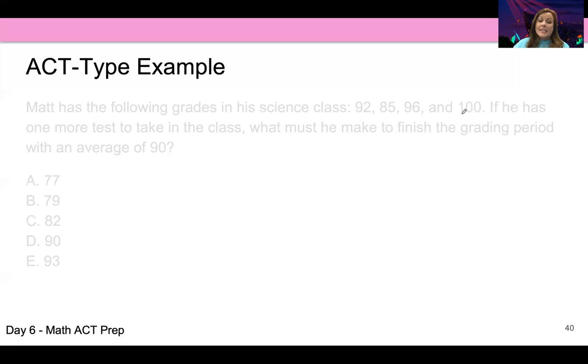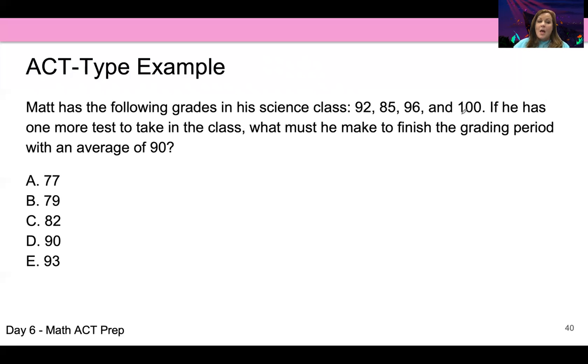Now, let's look at an ACT example. Matt has the following grades in his science class. So you've got 92, 85, 96, and 100. If he has more than one test to take in this class, what must he make to finish with a 90? I've used this problem every time I'm in class.